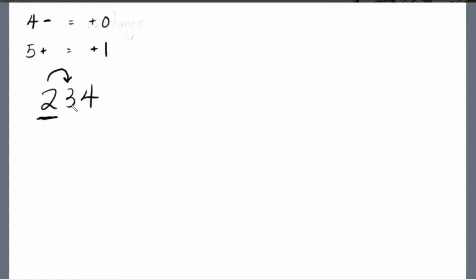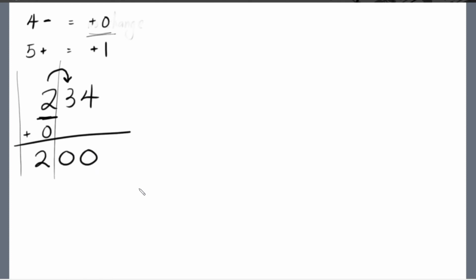This is 4 and below, so what we're going to do is the plus 0 rule. I'm going to go ahead and put plus 0 right below that, and I'm going to draw this into a column. 2 plus 0 is 2. Everything outside of the column becomes a 0 on the right. And that's it. This is our number, 200.